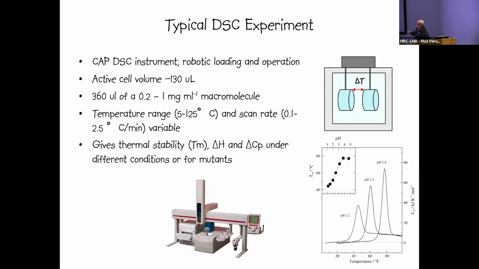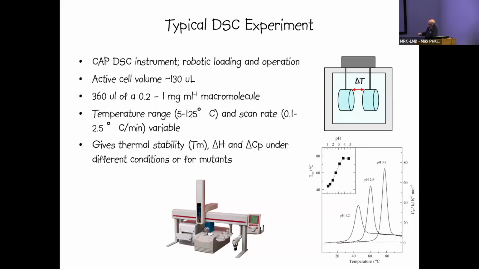We have a wide temperature range and a wide range of scan rates. What we can get from a straightforward experiment, the data would look something like this for the unfolding of a protein. So we can get thermal stability, we can get a melting temperature under these 3 different pHs.